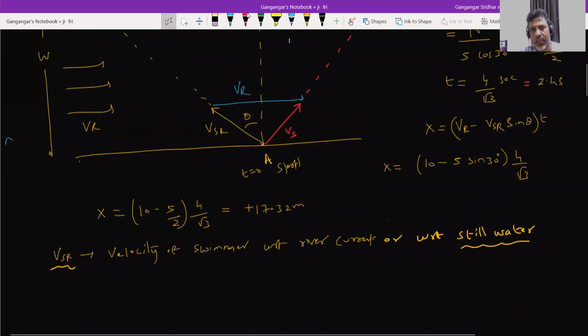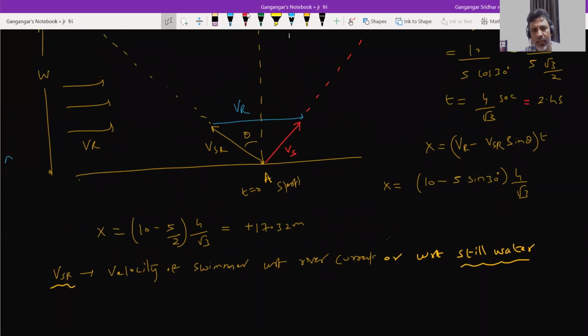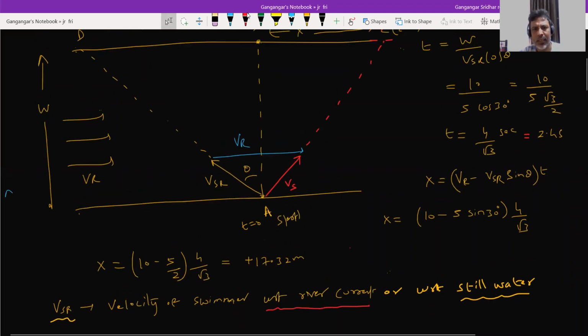You have plenty of numericals where, instead of writing it like this, they say with respect to river current, or they say still water. So don't get confused here. Both are one and the same. I'll give you the idea of what it actually means. You stand on the bank here, and you say the river is flowing towards the right.